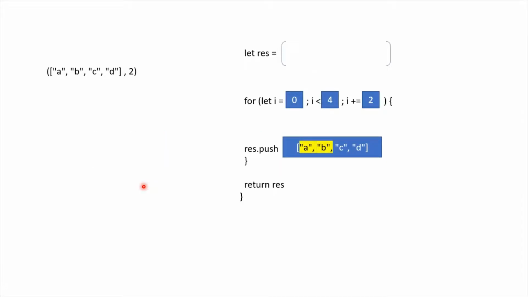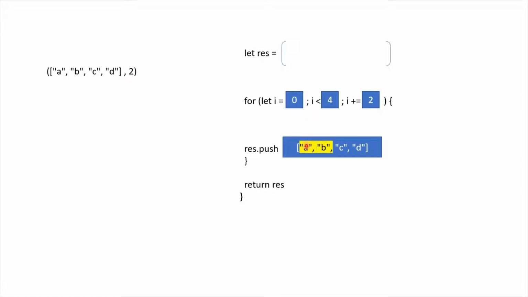In order to solve this problem, we need to loop over the first argument, which is the array. The loop will start from the index of 0 up to the length of the array. The length of the array is 4. We have 1, 2, 3, and 4. And then we can increment it by 2. The 2 is the size that we wanted to split this array.